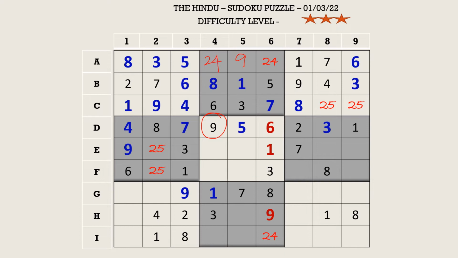Let's try to fill H row. There are 3 missing numbers. The missing numbers are 5, 6 and 7. You can see 5 and 7 blocking here. So H5 takes 6. Now the missing numbers are 5 and 7. There is a 7 here in column 7. So H7 takes 5 and H1 takes 7.